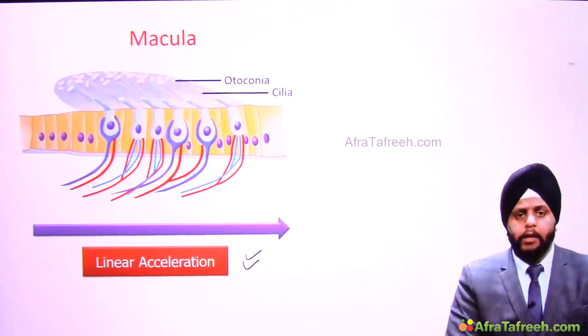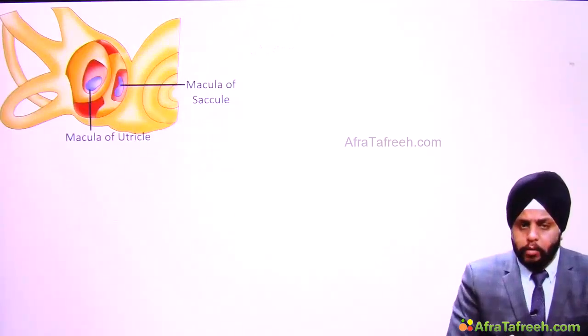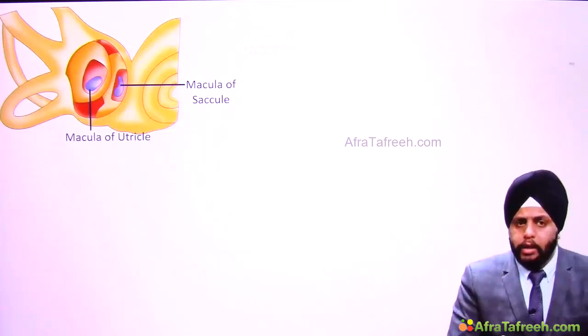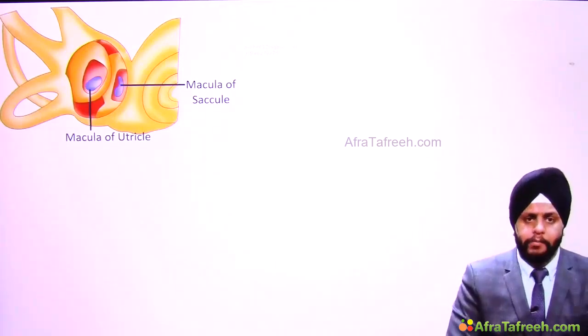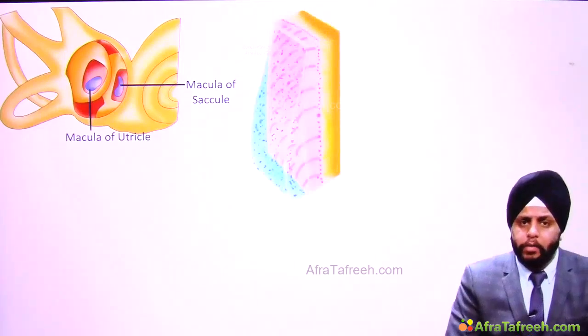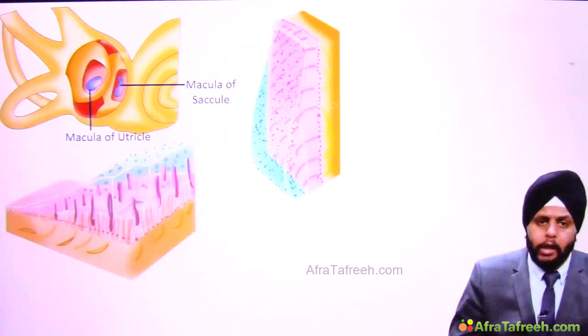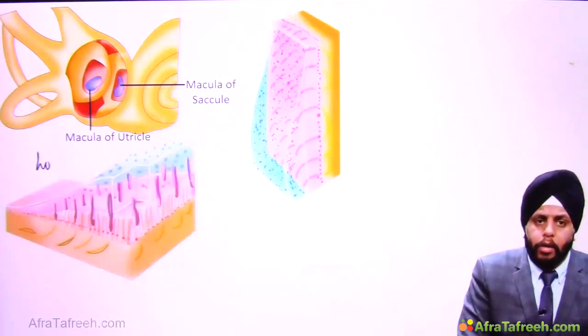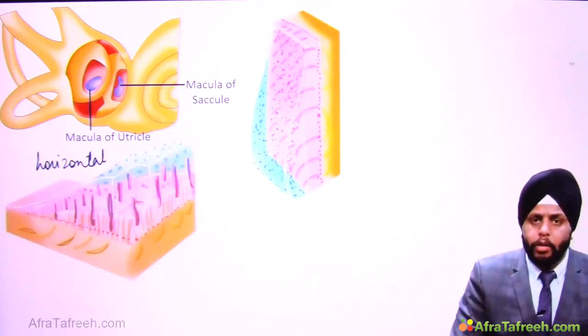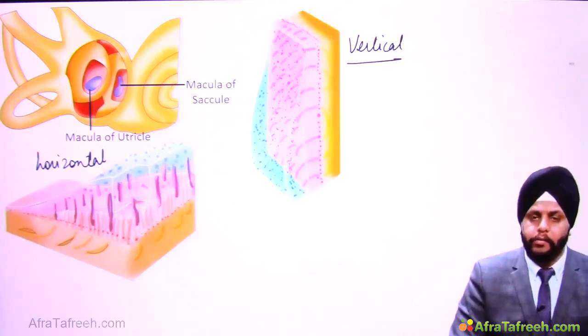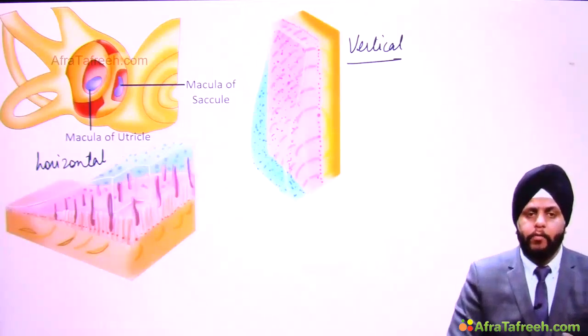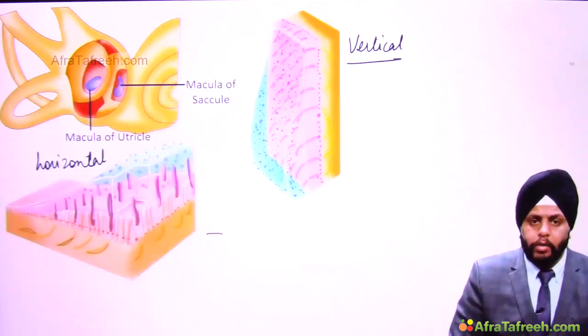Now you see we have two maculae. Why two maculae, utricle and saccule? Look at the arrangement of the macula of the saccule, and look at the arrangement of the macula of the utricle. So you see the macula of the utricle helps you detect horizontal linear acceleration. The macula of the saccule helps you detect vertical linear acceleration. How do I remember them? Very easy to remember. Utricle, you can write like this.